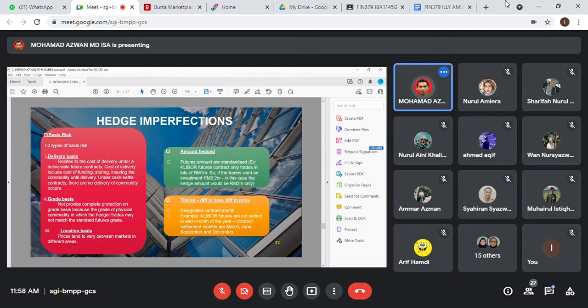And then we have here the amount. This one I had explained just now. The contract size is 25 metric ton. And this one is the timing.